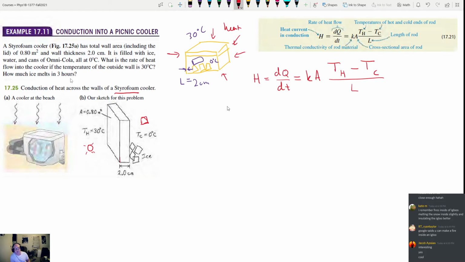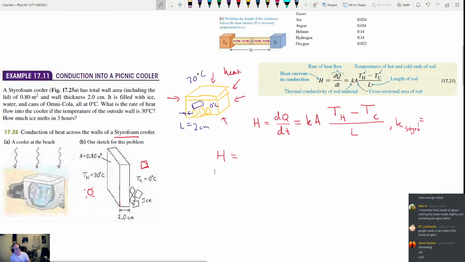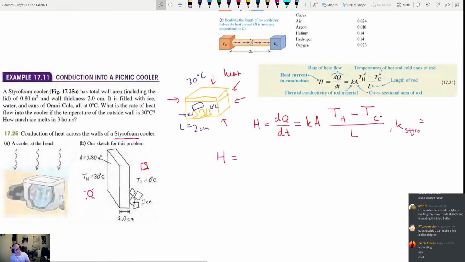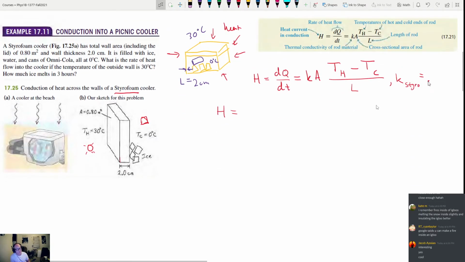Okay, so let's go ahead and solve this. So we are going to need one piece of information from the table, which is we need to know what k for styrofoam is. I'll just call it k_styro. For styrofoam, 0.027 is our value. So this is 0.027 watts per meter-Kelvin. Okay. So plugging that in here for k, 0.027.